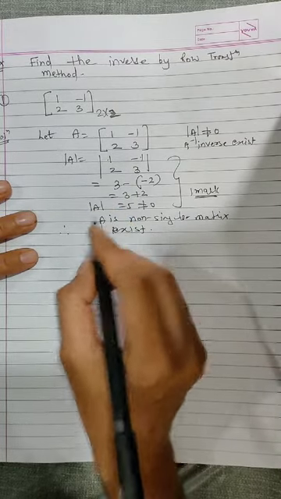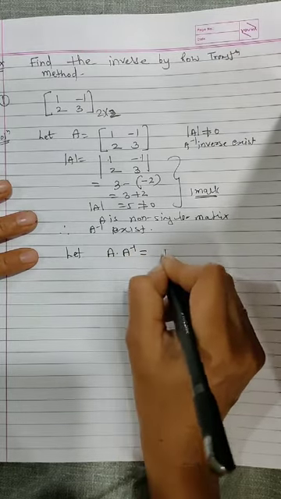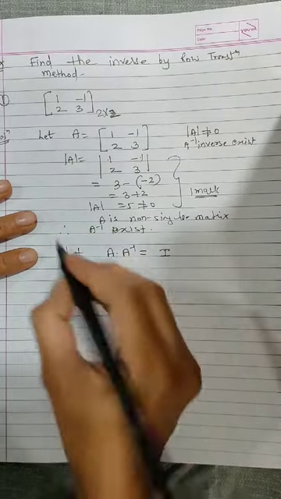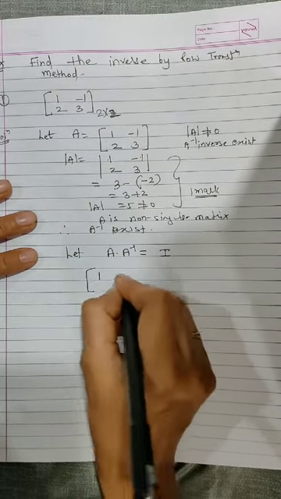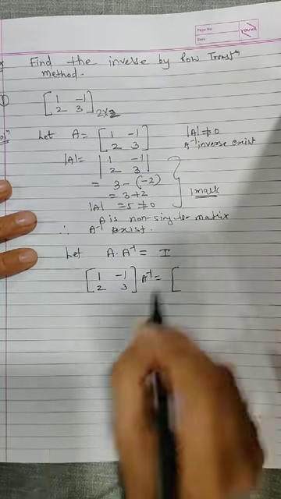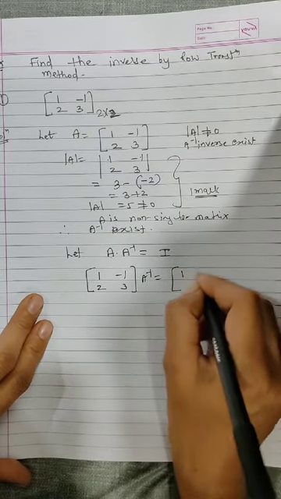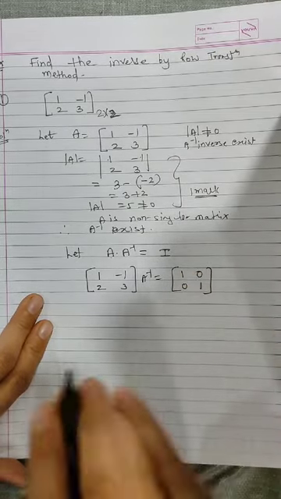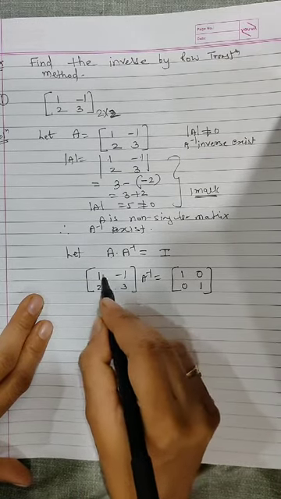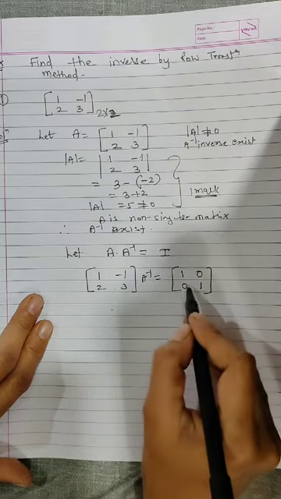Now to find A inverse, we start with A into A inverse equal to I. This is your first equation. Matrix A is 1 minus 1, 2 3. We don't know A inverse. Now since A is of order 2 by 2, you have to take I of order 2 by 2, meaning 1 0 0 1. Now the procedure is that we have to convert this A into I, meaning you have to convert the matrix on the left hand side into the identity matrix.